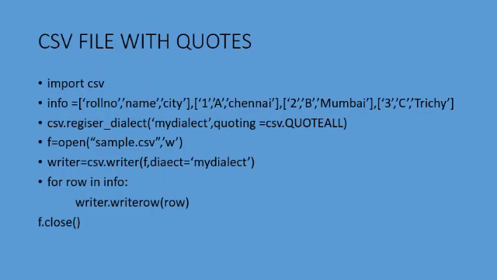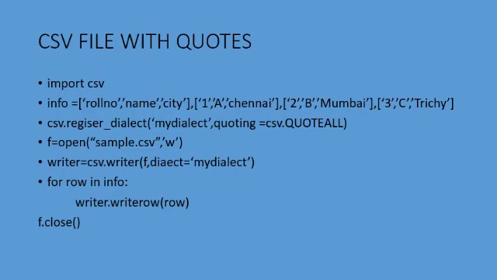What formatting have I given? Quoting equal to csv.QUOTE_ALL. That's all. So writer is used to write the data in F with the formatting mydialect. That's all. Next, for row in information, I'm going to write all the rows. So I'm using a for loop, for row in info. Next line, writer.writerow of row.